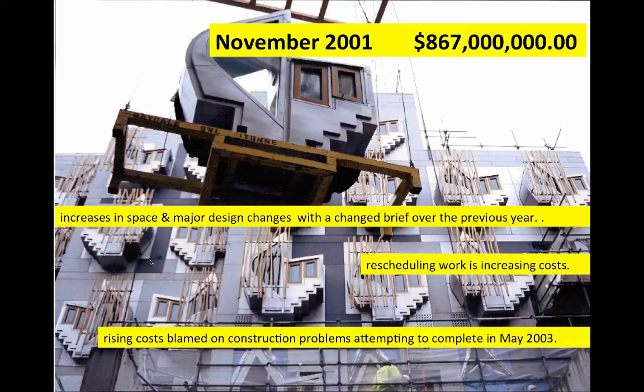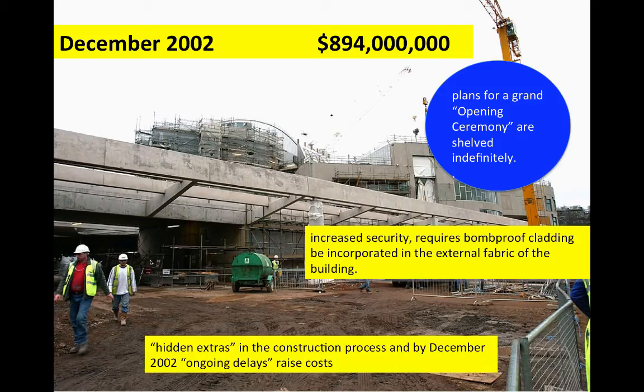So it means all kinds of things don't happen because all of a sudden you have this kind of storm, which is what was happening. There was a storm taking place. Rising costs were blamed on construction problems attempting to complete from May 2003, which is, I think, when the UK government was changing at that point. So this was November 2001, $867 million. December 2002 went up to $894 million. And the plans for a reopening ceremony are shelved because they realized that it's not going to happen.